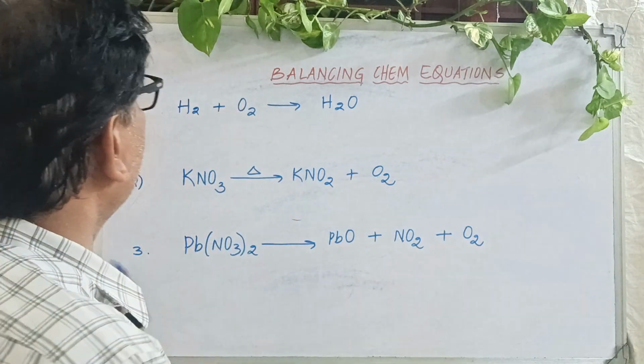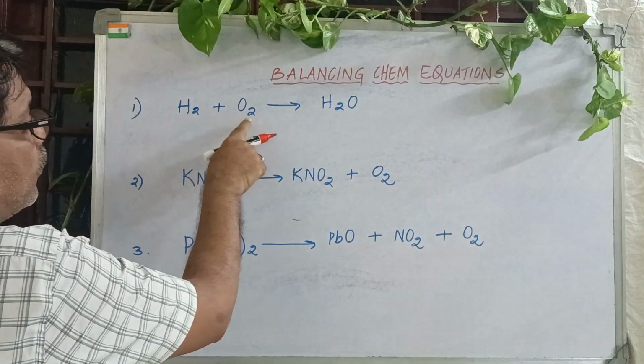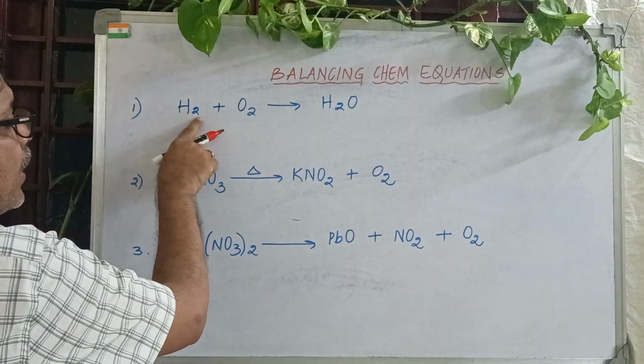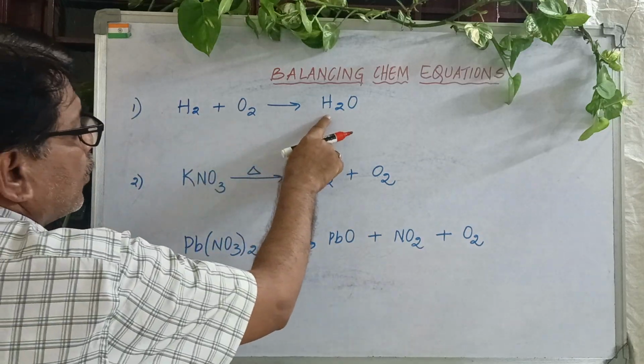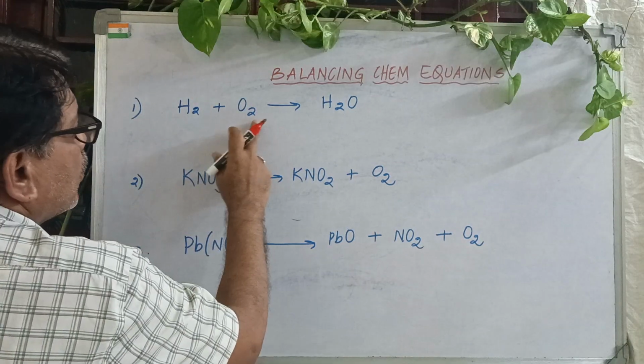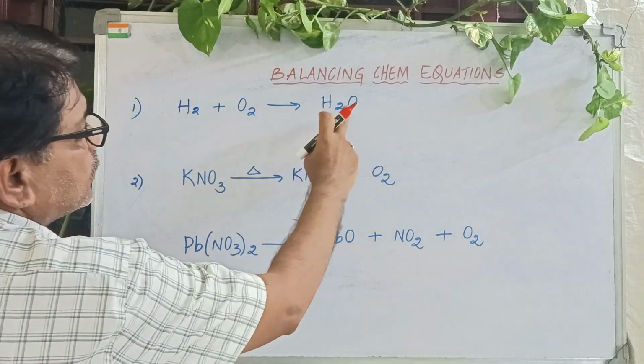Let me write the first one on the board. H2 plus O2 gives rise to H2O. Now, how many hydrogen atoms are here? 2. How many are there on the product side? 2. As such, you don't have any problem with hydrogen. How many oxygens are here? 2, but on the product side oxygen is 1.